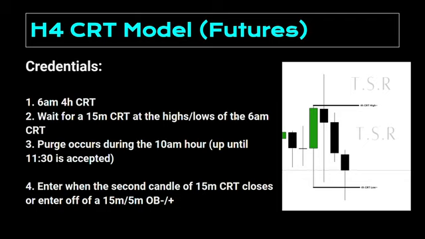I want to bring something up here. Why is this CRT setup a high probability setup? Simply put, we have 3 confirmations and a 4th one being the key level. Confirmation number 1 is a timed CRT. We are using the specific time of 6 a.m., the 4-hour 6 a.m. candle as our larger time frame CRT range.